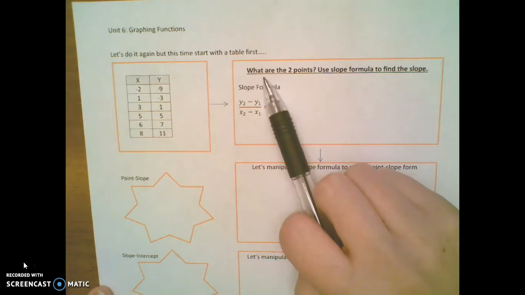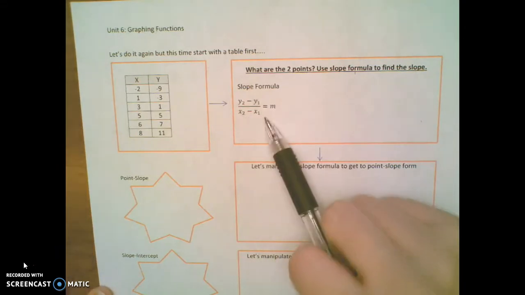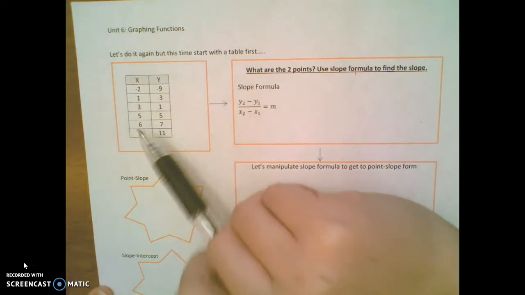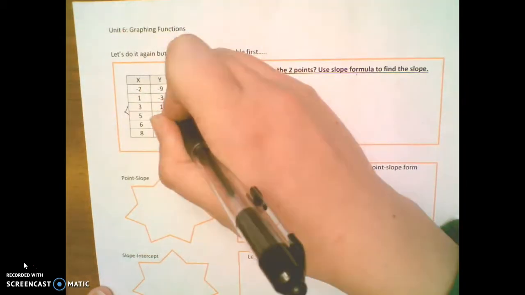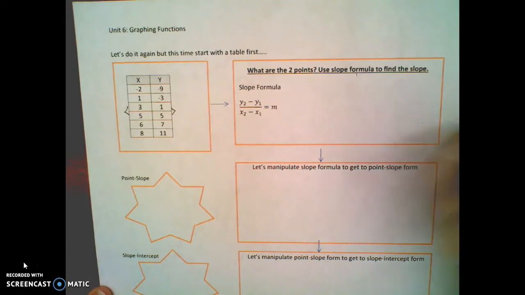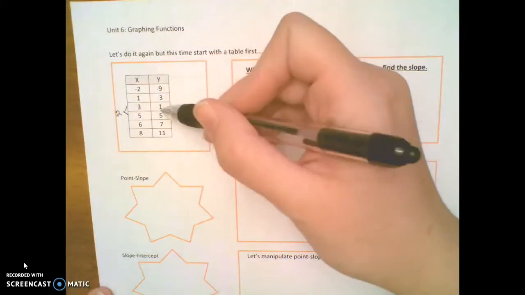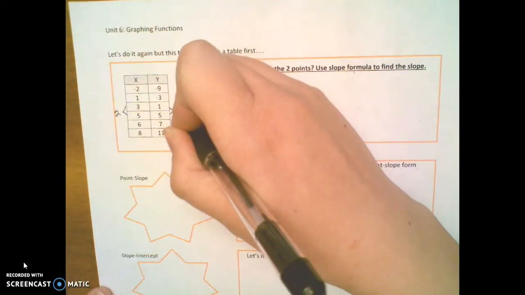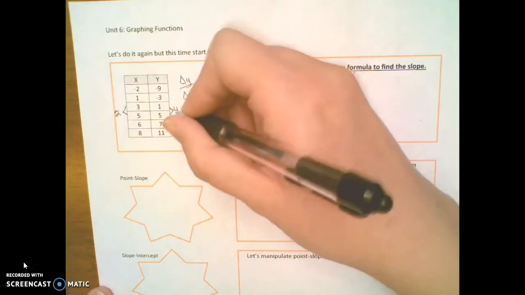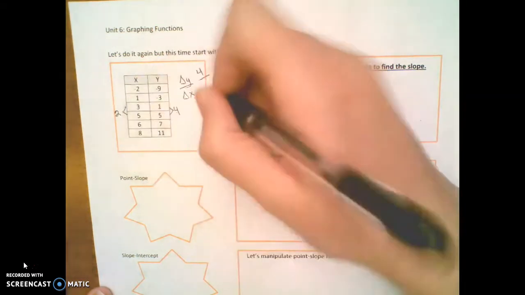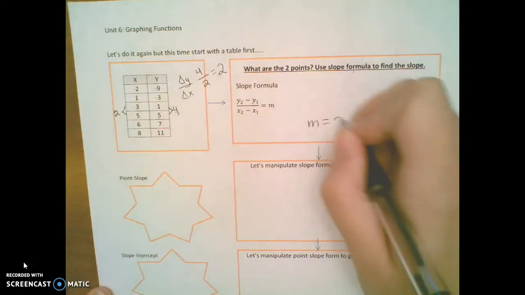Okay, it's asking us to find 2 points and use the slope formula, but again, even though that's a useful method, I don't think that is the most efficient way given a table. So I'm going to pick 2 points on the table and find the change in y and the change in x. If I'm going from 3 to 5, I'm going up 2, so that's positive 2. And if I'm going from 1 to 5, I'm going up 4, so that's positive 4. Then I'm going to do change in y divided by change in x. My change in y is 4. My change in x is 2. 4 divided by 2 is 2. So my answer is the slope equals 2.